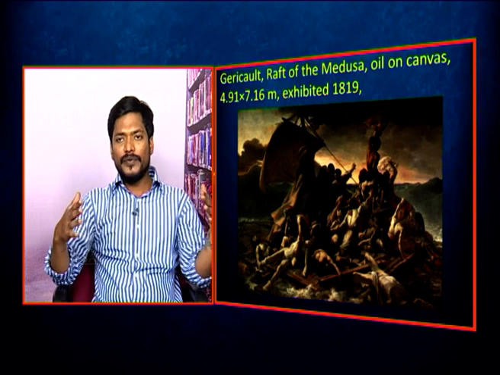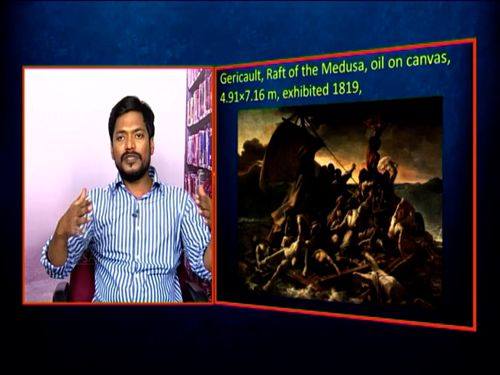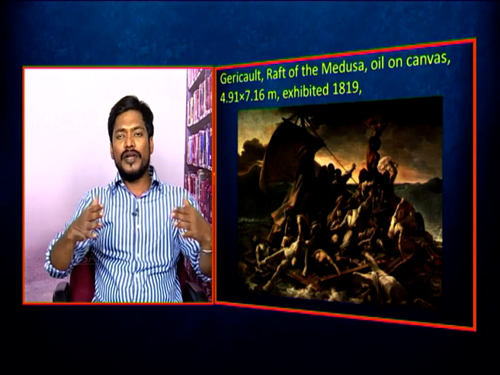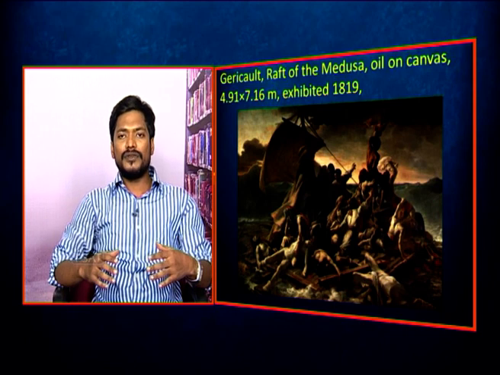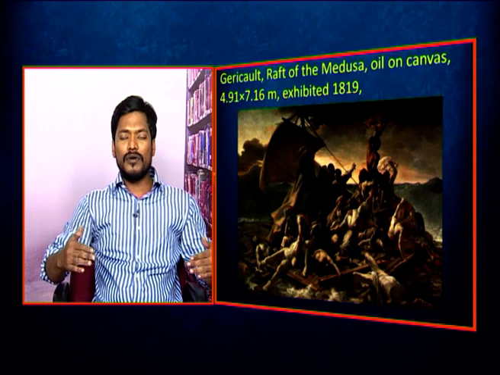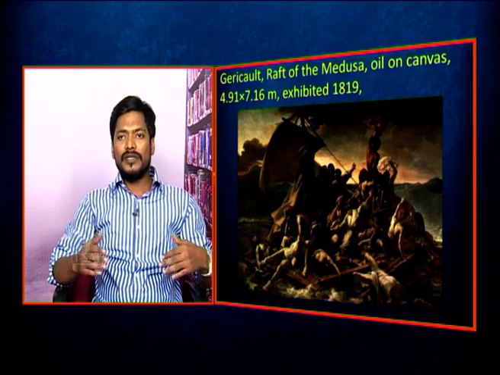You can look at the painting first, where it is composed in this pyramidal structure, with a black man on the top of the pyramid. It's a very dramatic composition where the figures are almost touching the bottom of the canvas, and it is about a raft, about a shipwreck. In 1816, Medusa was a ship which was going to the African coast, right. Medusa was the name of the ship.